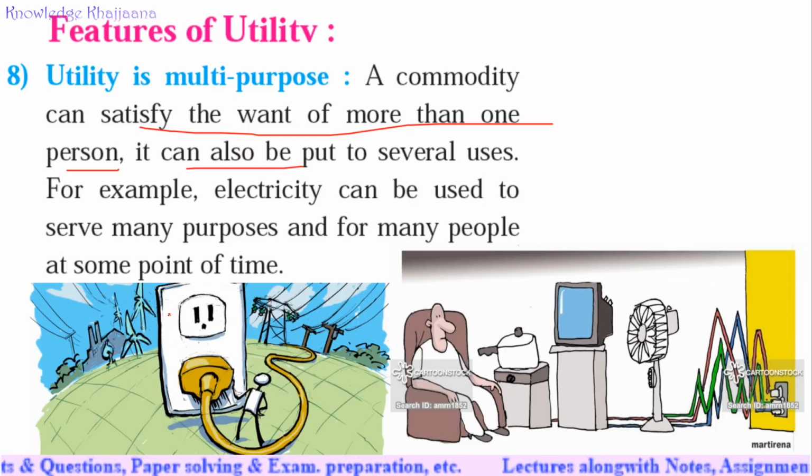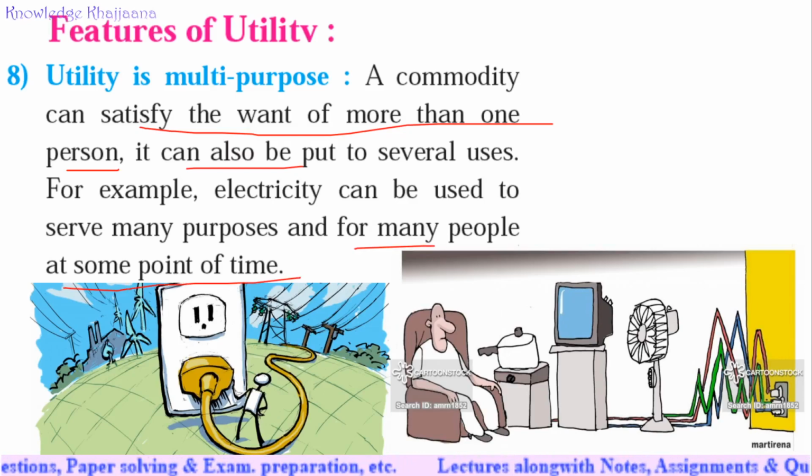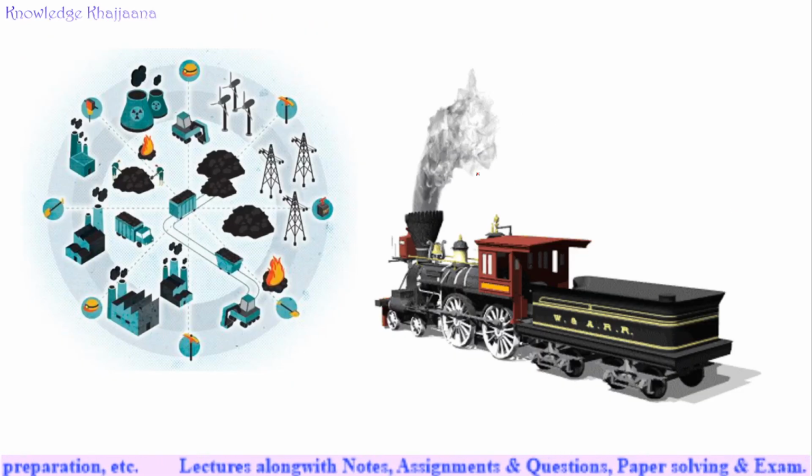See, the utility of electricity is multi-purpose. Even this television, fan, many things. From the same plug, many things are coming out. Many wires, right? For the hot plate, this hot cooker, right? So there is lots of utility hidden in electricity. So utility is multi-purpose. In some commodities or some services, many people can use it at the same point of time. Another good example of this is coal.